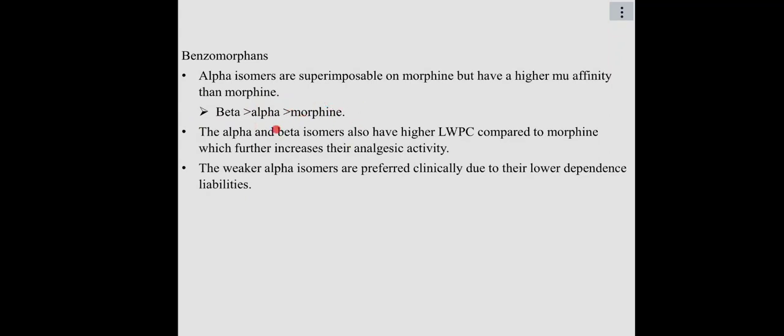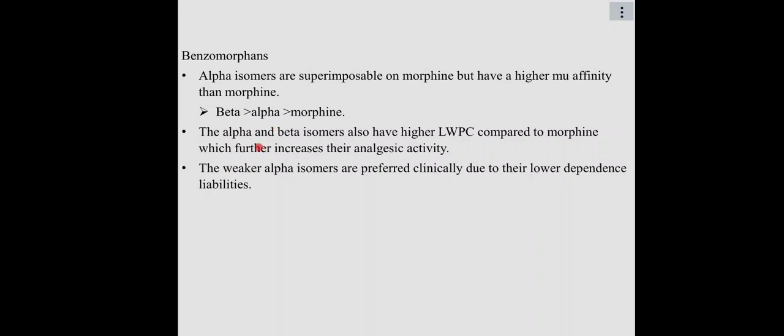So the beta isomers have higher activity than the alpha isomers, and the alpha isomers have higher activity than morphine. Remember, these are the benzomorphans, and because of the groups that we have removed, we've already increased activity. Beta isomers have slightly higher activity than alpha isomers, but the higher the analgesic activity, of course, the higher the toxicity.